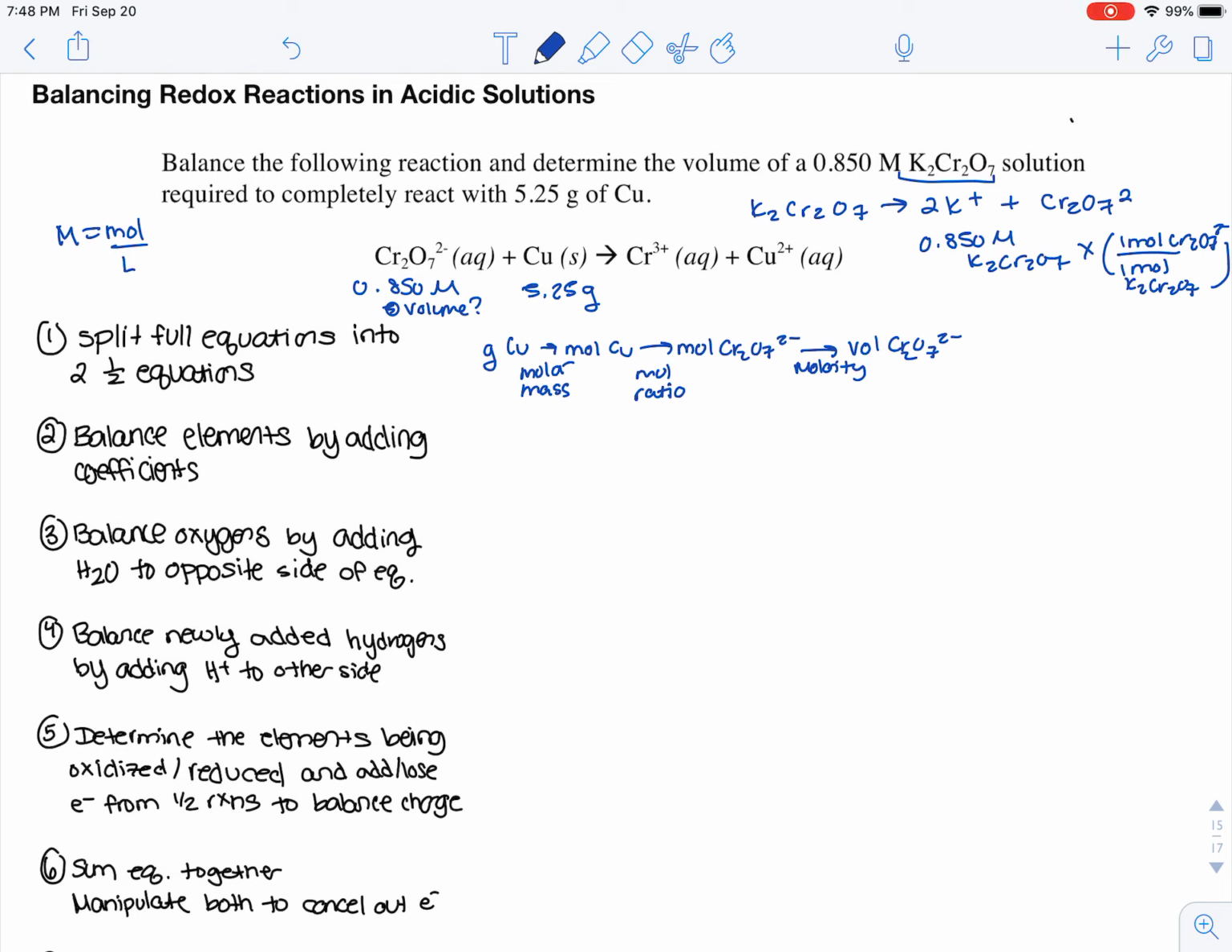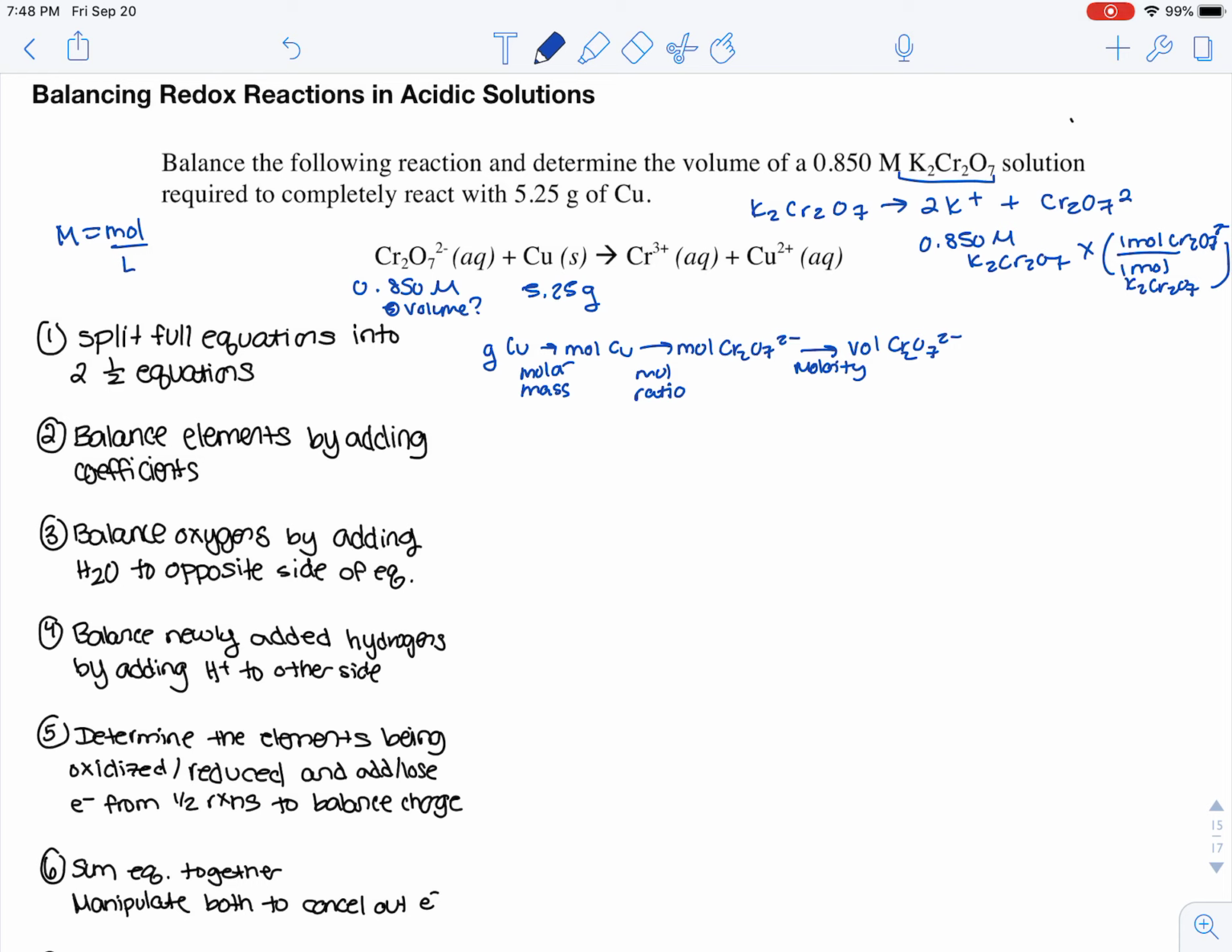So I know whenever I have one compound to another, I need to use the mole ratio. So I use whatever I'm given and needed to end up with to find the moles and then convert to the given unit. Here I'm given grams of copper, and I can use the molar mass to get to moles of copper, the mole ratio to get to dichromate, and then use its molarity to find the volume.